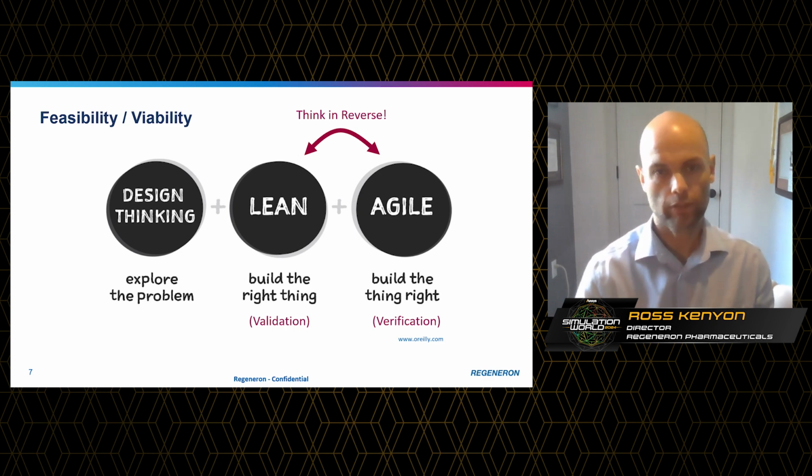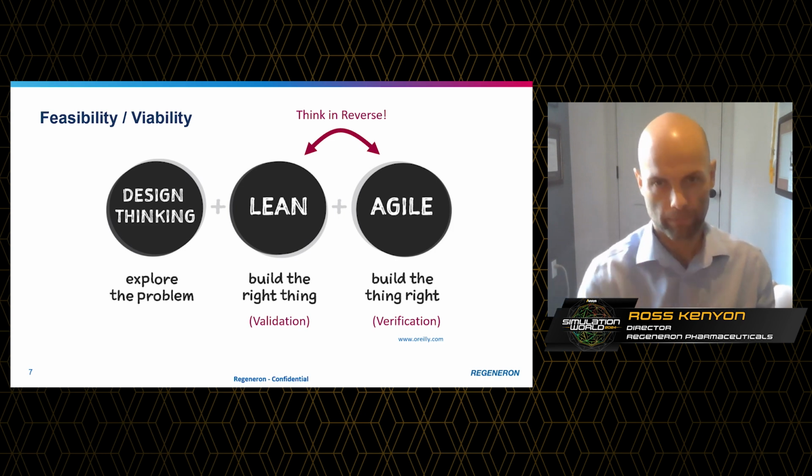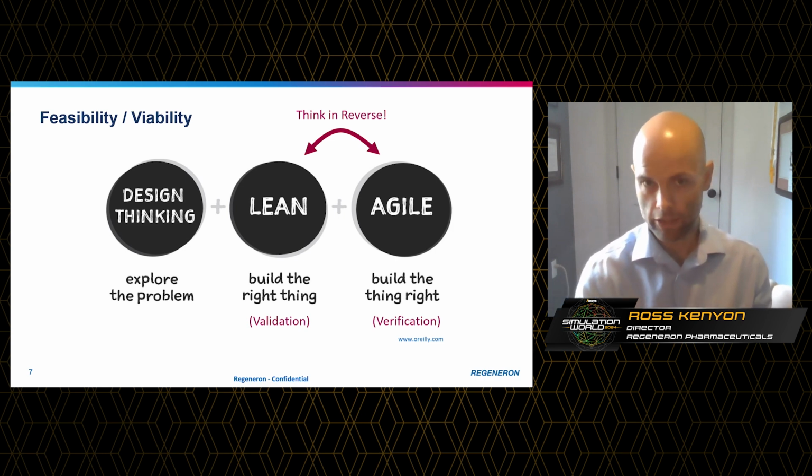The standard procedure for device design is first to do the verification step in terms of, did I build my device right? And then move on to the validation step, which is, did I build the right device? But the lean and agile framework is really to do those things in the opposite order. So first, am I building the right thing to solve my problem? And then think about it in terms of, did I build that thing right?